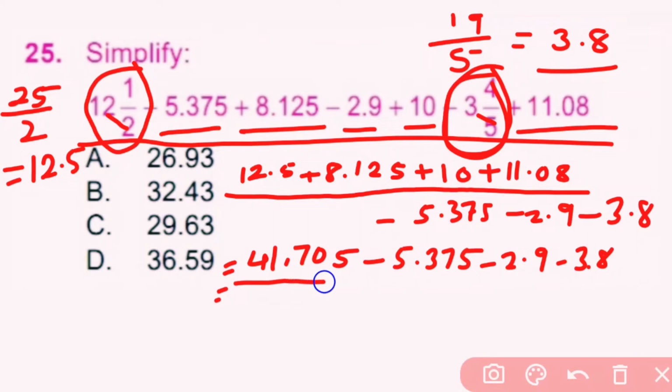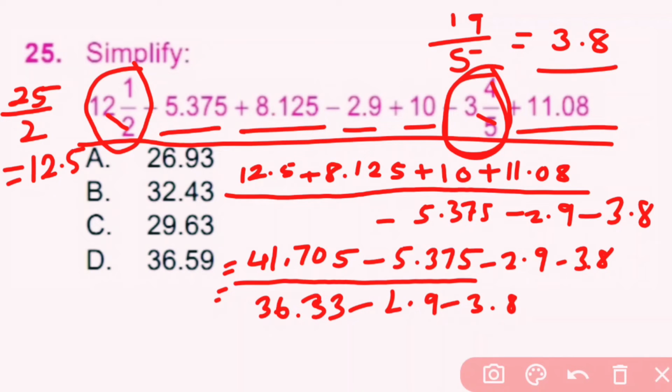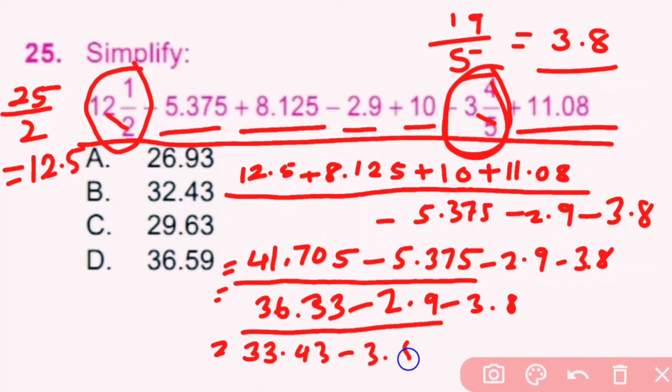Now 41.705 minus 5.375 is equal to 36.33, minus 2.9, minus 3.8. Now 36.33 minus 2.9 is equal to 33.43, minus 3.8 is equal to 29.63. C is the correct answer.